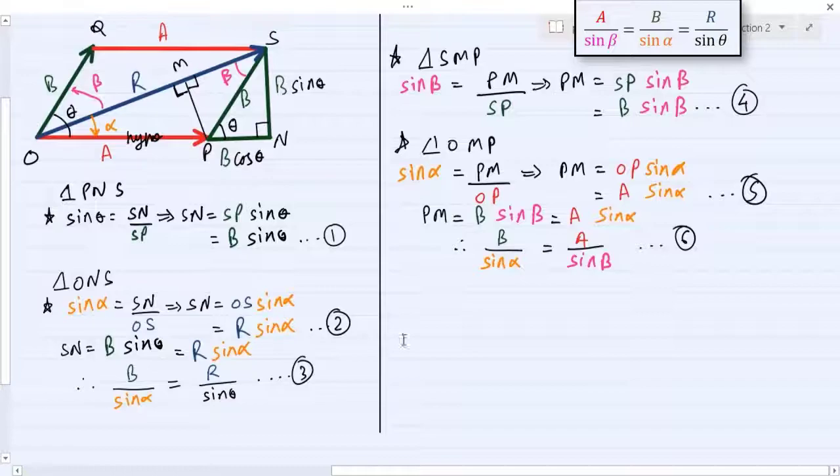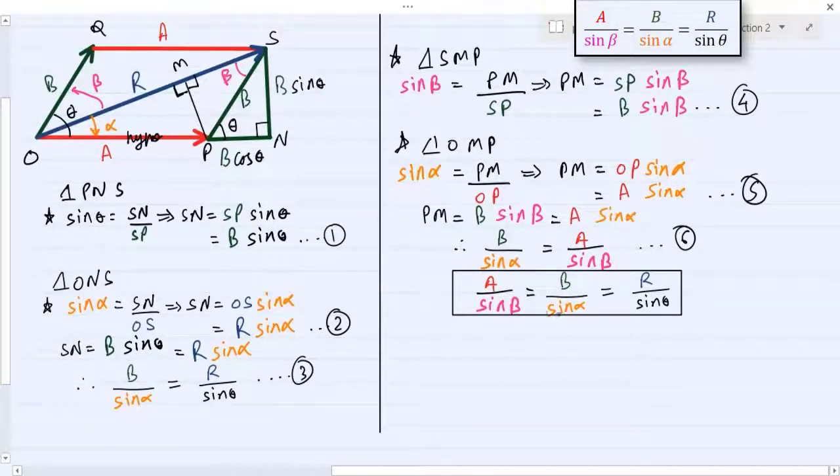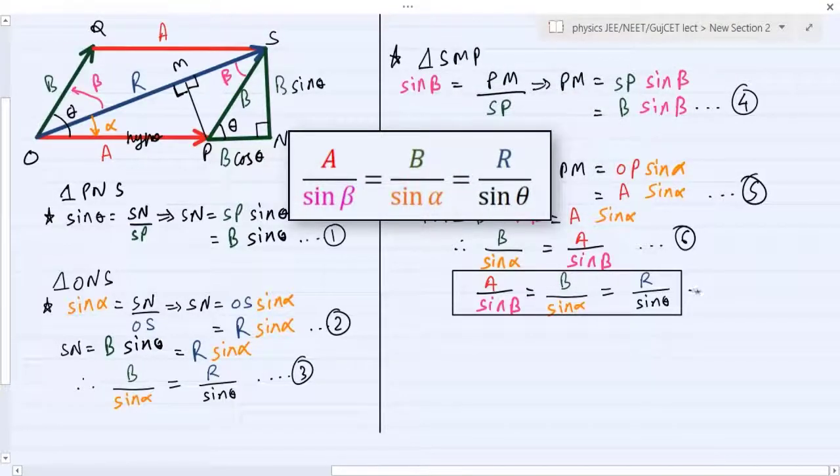Now, we already know from equation number 3, B upon sine alpha is equal to R upon sine theta, and B upon sine alpha is also equal to A upon sine beta. So here we get A upon sine beta is equal to B upon sine alpha is equal to R upon sine theta, which is also known as the sine rule, which is your second required equation.